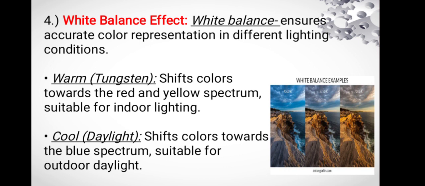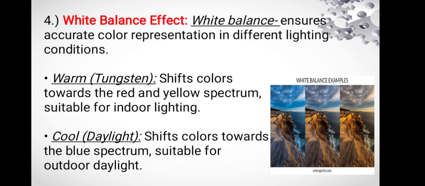Here's a deeper explanation. Warm tungsten white balance. When you set your white balance to warm or tungsten, it shifts the color in your image towards the red and yellow spectrum. This setting is suitable for indoor lighting conditions, especially when using tungsten or incandescent lighting. These types of artificial lighting tend to have a warm or yellowish hue. By using the warm white balance setting, you can counteract this warmth and ensure that white objects still appear neutral in your photos.